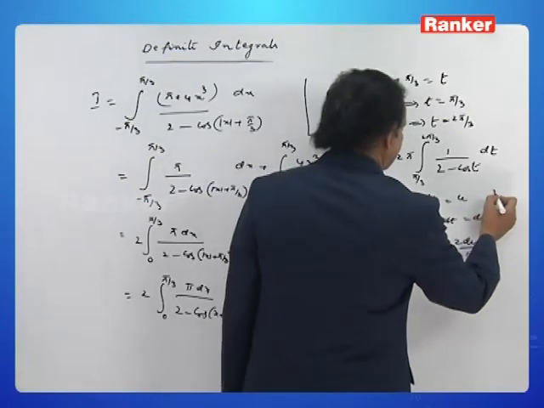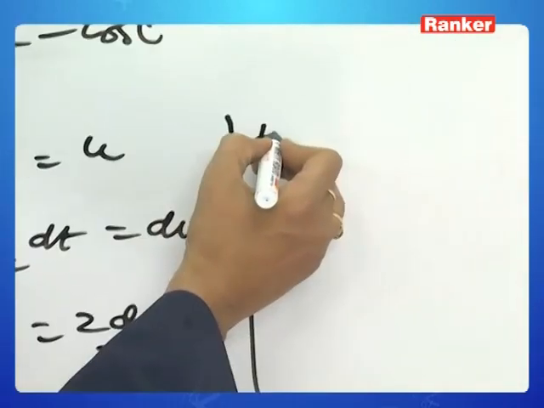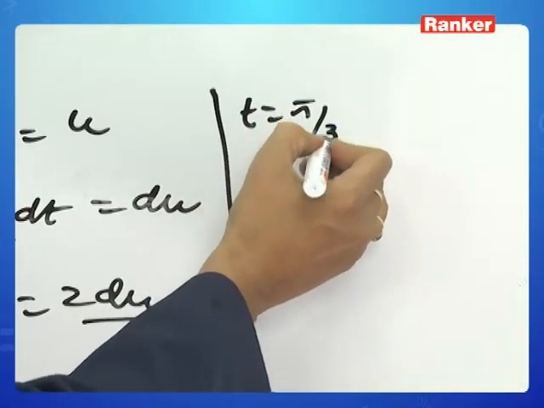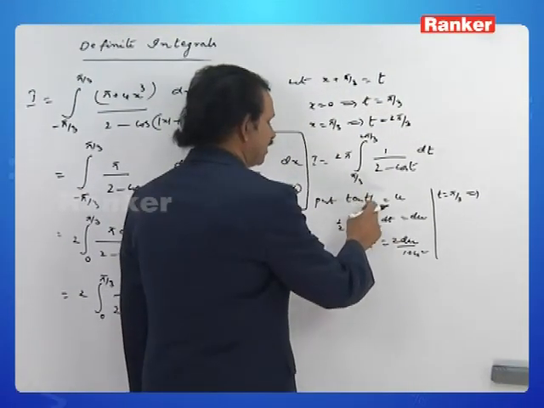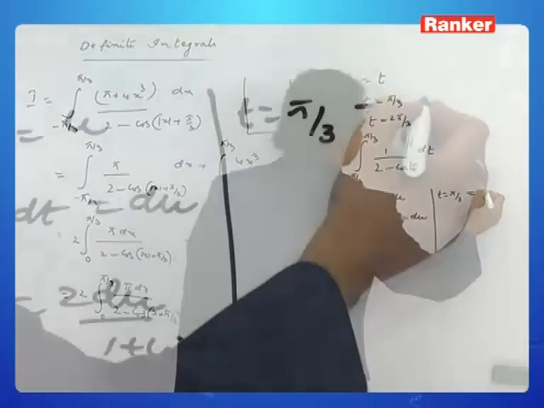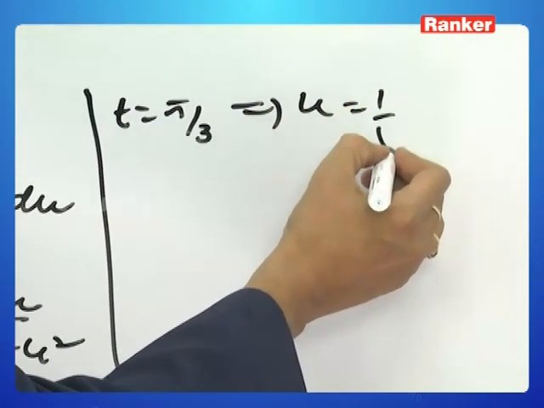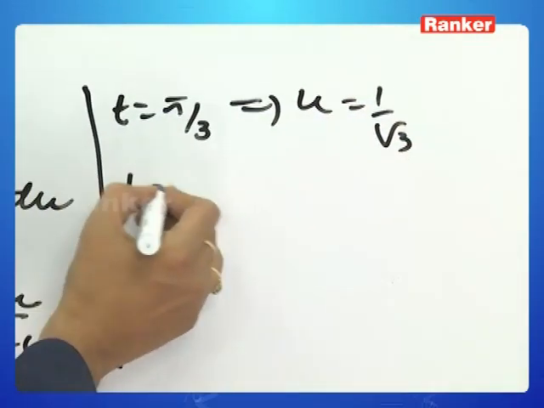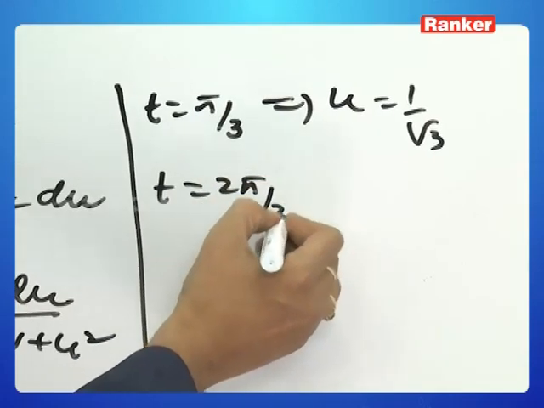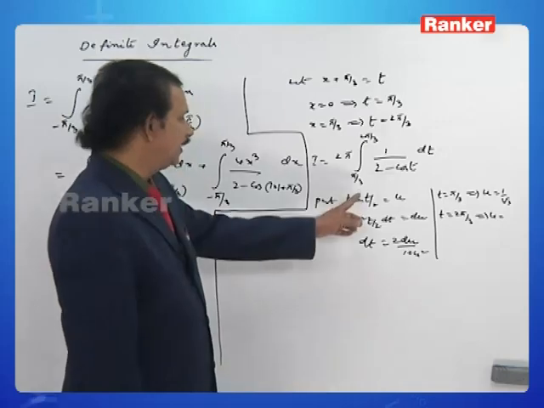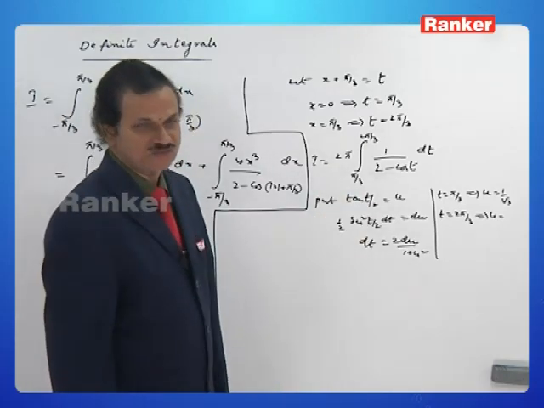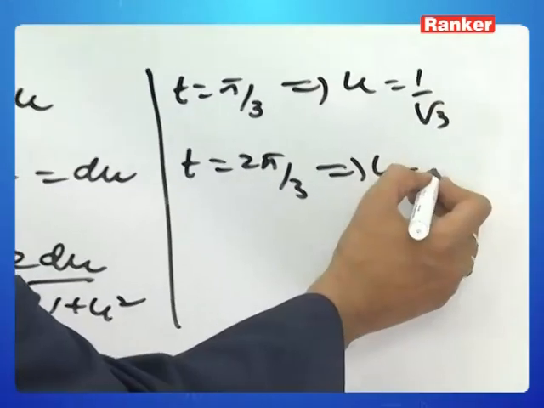Also, what are the limits? Previous limits. t is equal to pi by 3 implies, what is meant by pi by 3? 60 degrees. 60 degrees by 2 is 30 degrees. Tan 30 is 1 by root 3. And if t is 2 pi by 3, then what happens to the fate of u? 2 pi by 3 by 2 is nothing but pi by 3. Tan 60 degrees, tan pi by 3 is root 3.